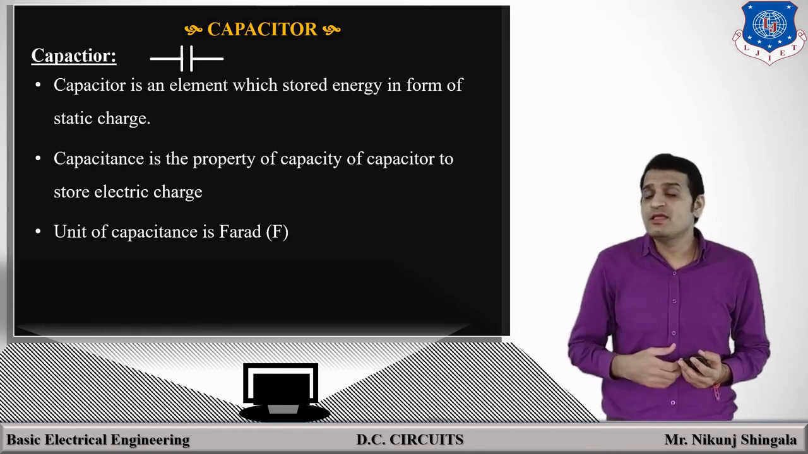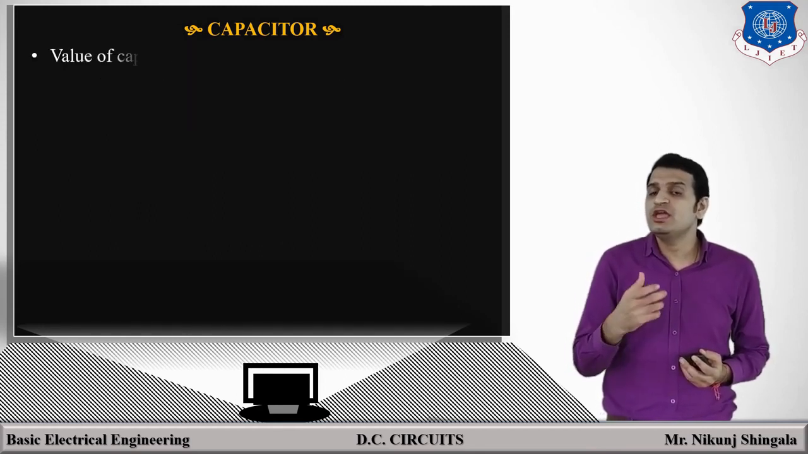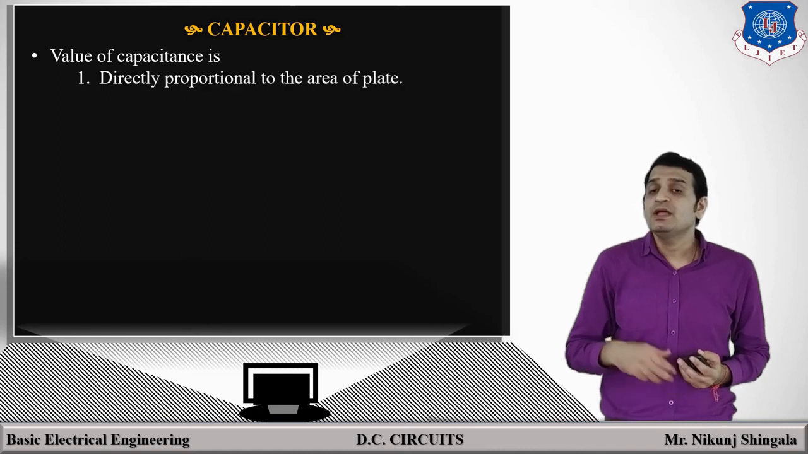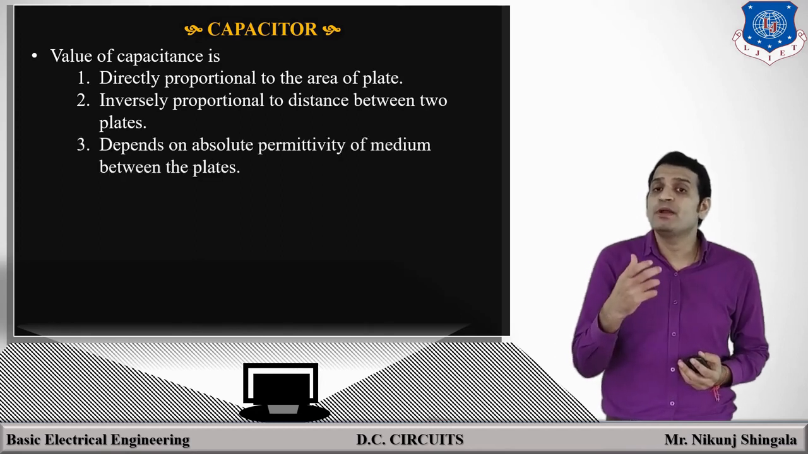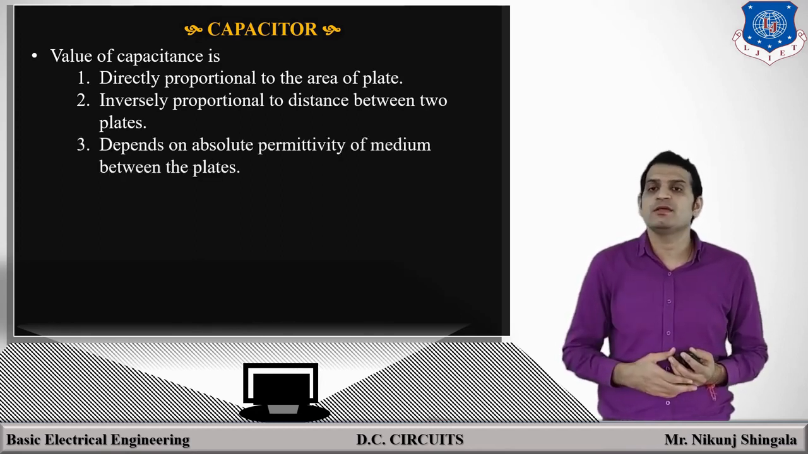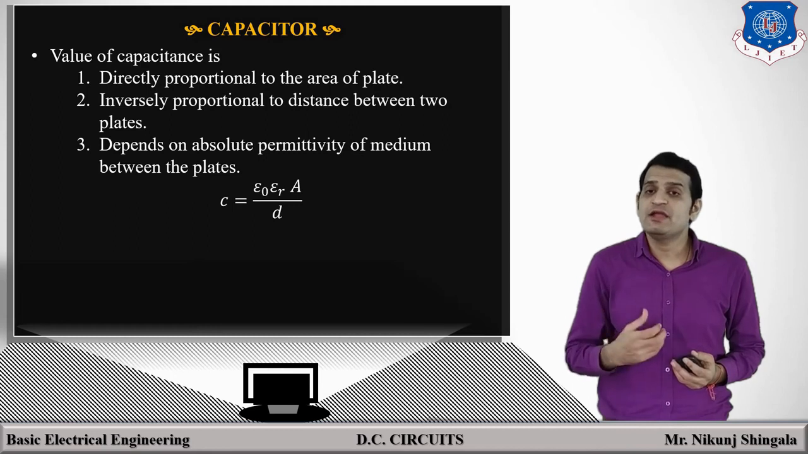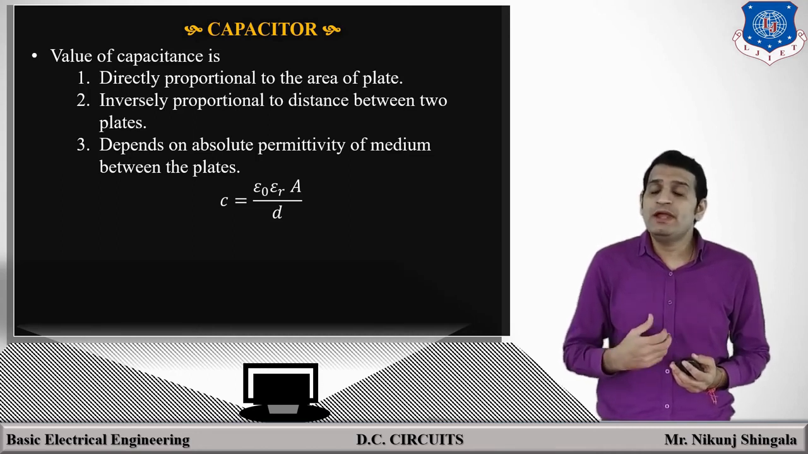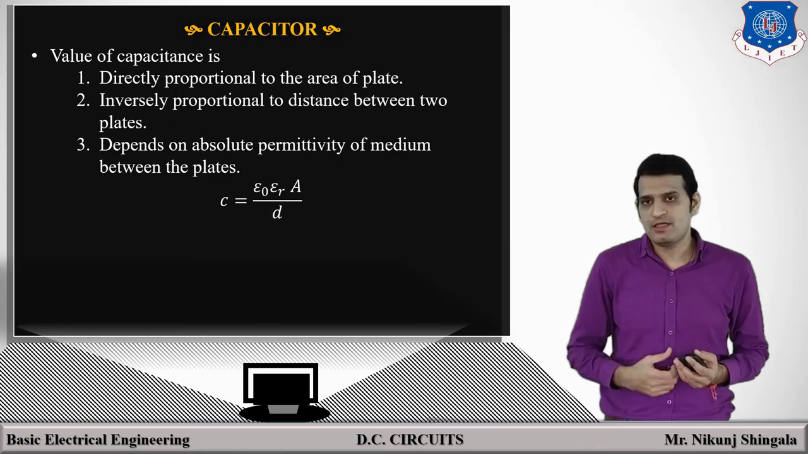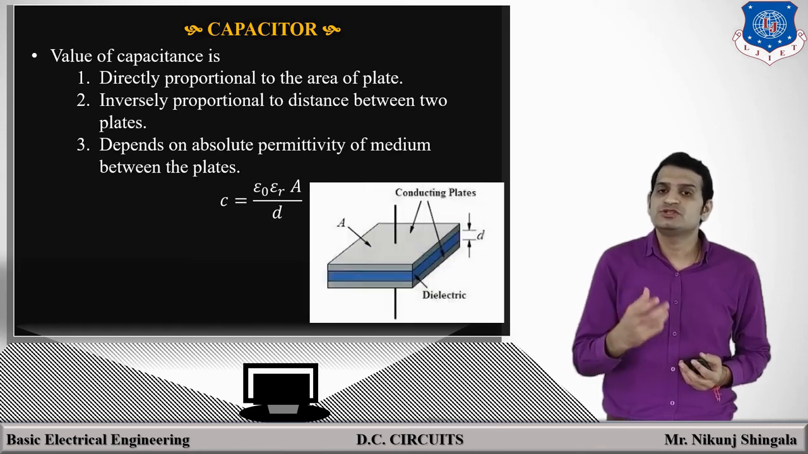The value of the capacitance is directly proportional to the area of the plate. It is inversely proportional to the distance between the two plates. It also depends on the absolute permittivity of the medium between the two plates. So we can write capacitance C is equal to epsilon 0 epsilon R A divided by D, where A is the area of the plate and D is the distance between the two plates.